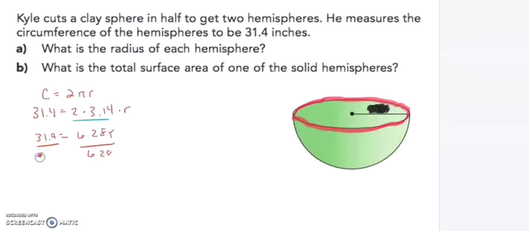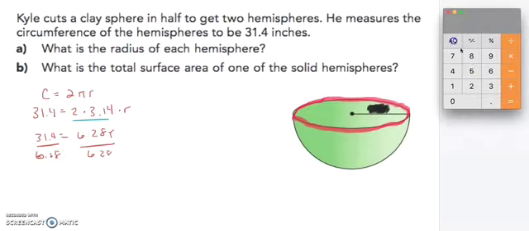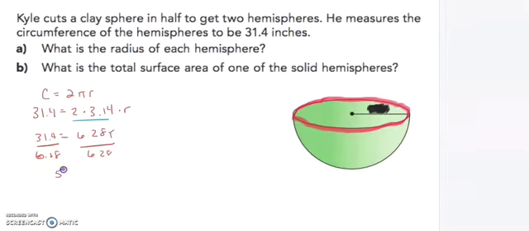So divided by 6.28. So let's do this. 3.14 divided by 6.28 is equal to, that's not right, 31.4 divided by 6.28 is equal to 5. So 5 equals the radius. So we know the answer for A. The radius is equal to 5 inches.